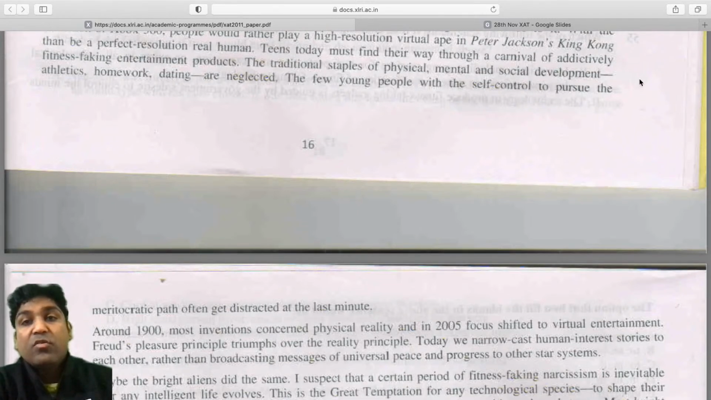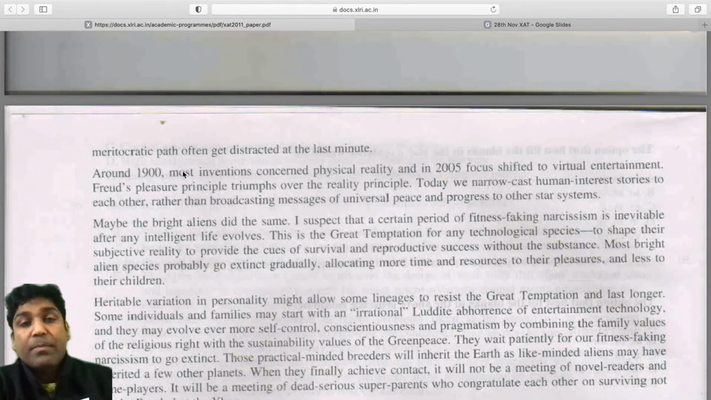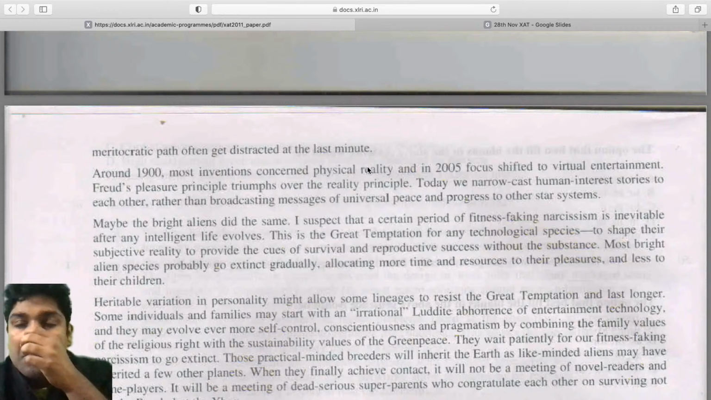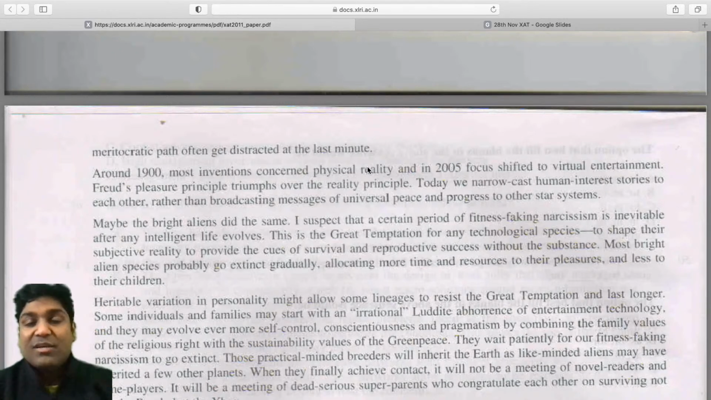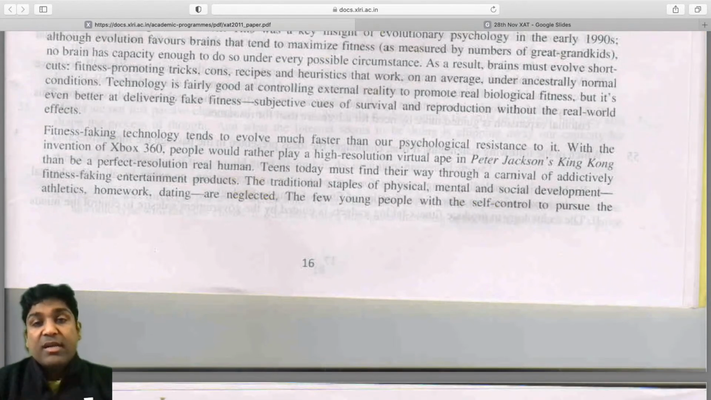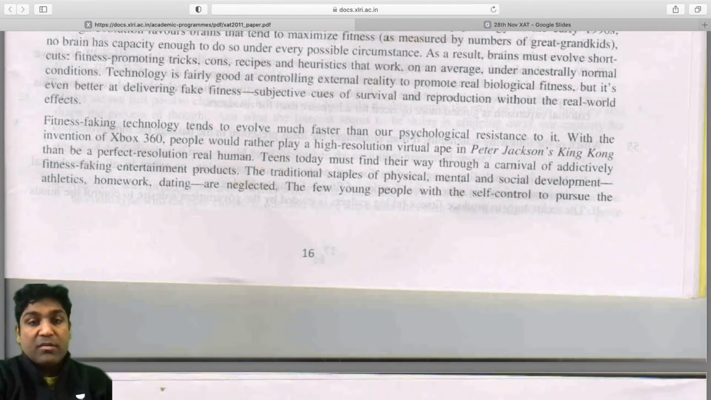The few young people with self-control to pursue a meritocratic path must get started at the last time. What does meritocratic mean? A place or policy in a society where merit is rewarded. So in this paragraph, they are trying to say that in the current scenario, people are not following those basic physical, mental, and social development techniques, which are sports and homework and dating, which were done in older days.